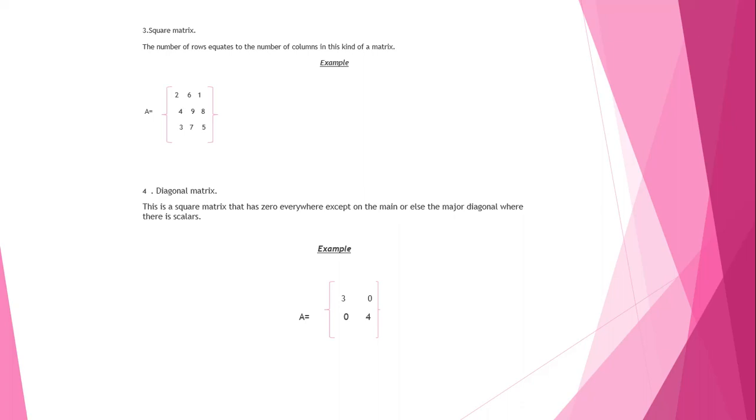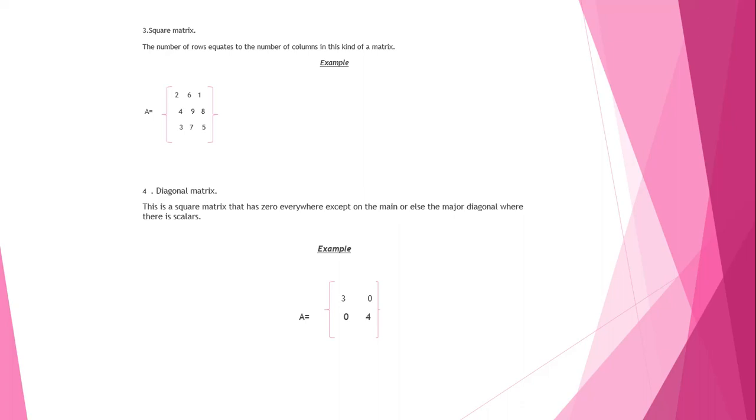When you talk of a square matrix, this is a type of matrix whereby the number of rows equates to the number of columns. As you can see from the example I've provided, when you try to count or compare the number of rows and the number of columns, you'll see that they are equal. We've got 3 rows and 3 columns. Such a kind of matrix, we refer to as a square matrix.